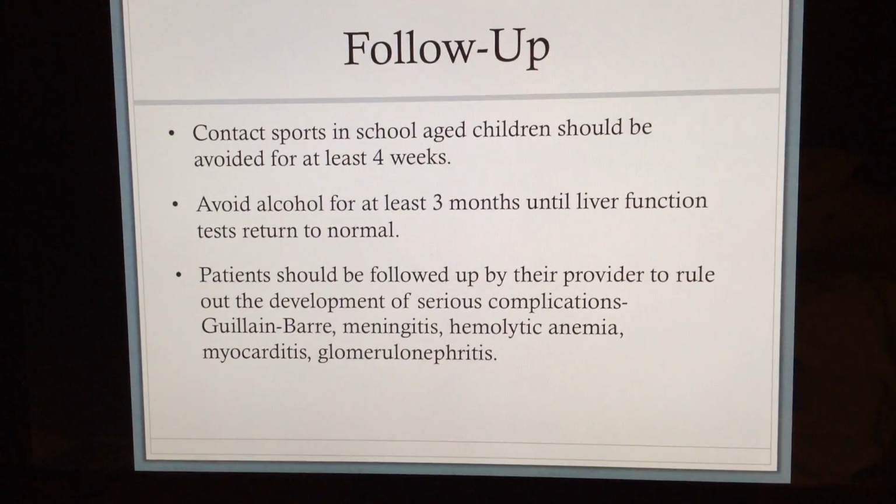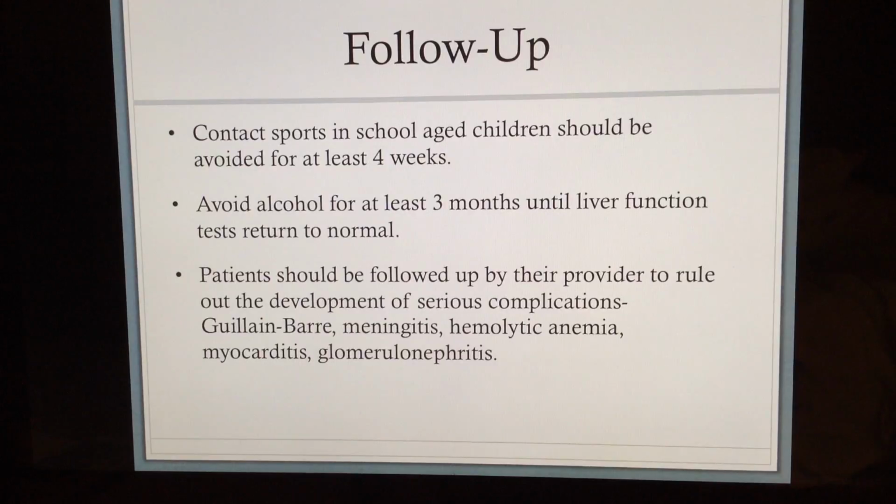And then follow-up: contact sports in school-age children should be avoided for at least 4 weeks until they get their energy up. The thought is that if they were to get hit, the spleen is going to be enlarged, and they want to avoid it rupturing. And then avoid alcohol for at least 3 months until liver function tests return to normal.